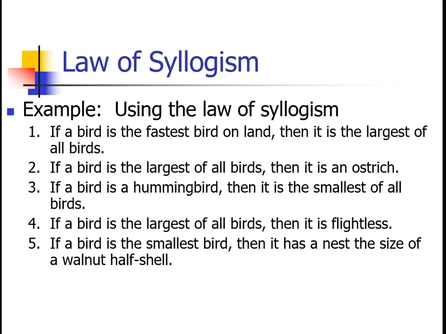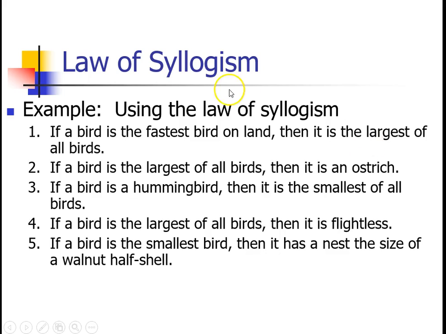Well, the first one that jumps out at us is statements 1 and 2. If a bird is the fastest bird on land, then it is the largest of all birds. And that conclusion is the same as the hypothesis of statement number 2. If a bird is the largest of all birds, then it is an ostrich. So using statements 1 and 2, you could conclude if a bird is the fastest bird on the land, then it is an ostrich. That's one of them.